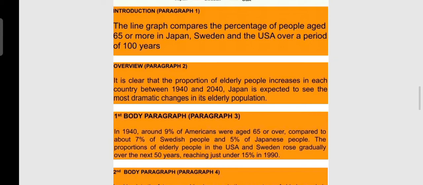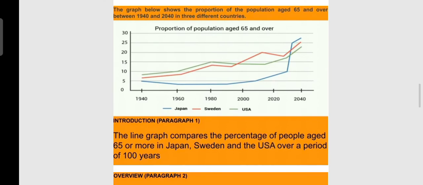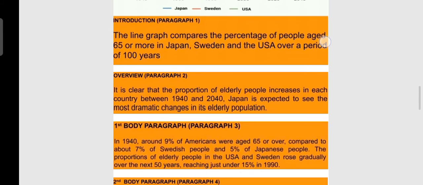The proportion of elderly people in the USA and Sweden rose gradually over the next 50 years, reaching just under 15% in 1990. We can see that Sweden and the USA rose by 1990, when there were 15% of people aged 65 or over.